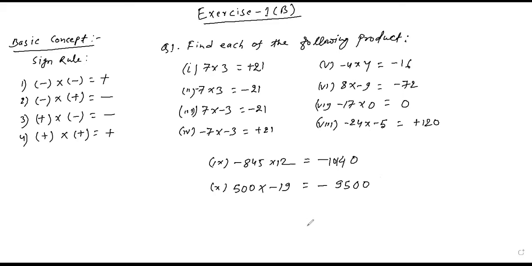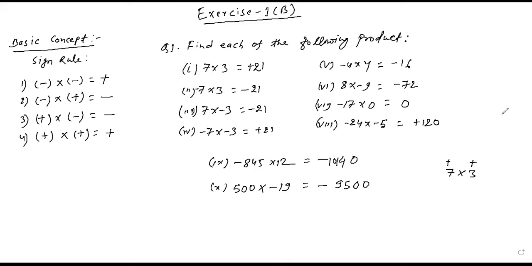Excuse me, sir. Can you once again explain this one number? Which number? This exercise 1B number 1, this 7 into 3. Yes, sir. So 7 into 3. See here, 7 is a positive integer. 3 is also a positive integer.